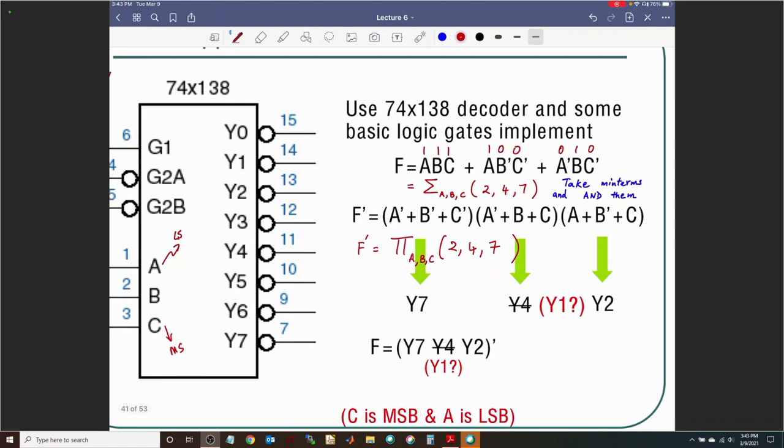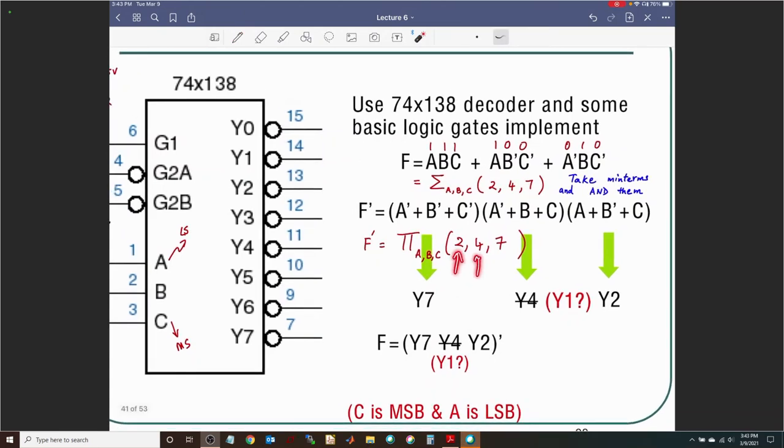I have max terms here. I'm going to do a product of the max terms. I need max term 2, 4, and 7. So I've got max term 2 from here, 4 from here, 7 from here, and I put them through an AND gate. Earlier, I would have had to use an OR gate; now I need an AND gate. This AND this AND this.